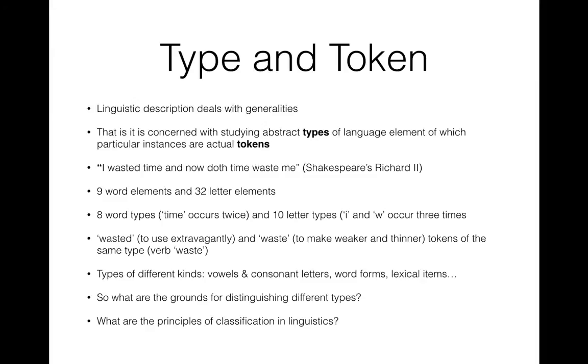It is the generalities. We have only one word time, only one word teacher, only one word student, in other contexts, in other examples. And you have only one sound I, one sound W, etc. But when it comes to actual performance, we can use one type and manifest it in different ways. Those manifestations, we call them tokens. So this is the first principle you need to understand in general linguistics.